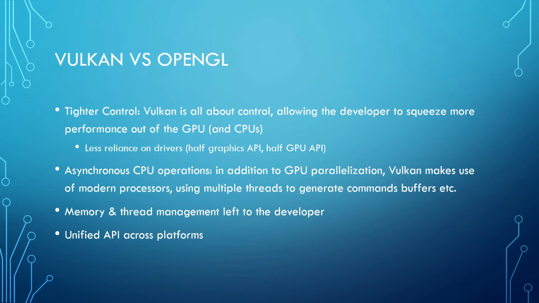So we parallelize things on the GPU, but on the CPU side, we're not necessarily using it as effectively as we can. But with Vulkan, you can make use of that by using multiple threads to do things like generate command buffers and queue them up for submission to the GPU, and we'll talk about that a little bit. Also, a lot of memory management is left up to you as the developer when allocating command buffers through command pools and things like that. And one more feature is that it's a unified API across platforms, which is nice.